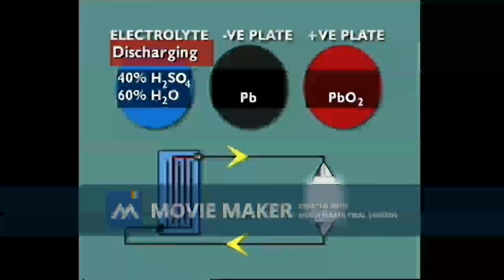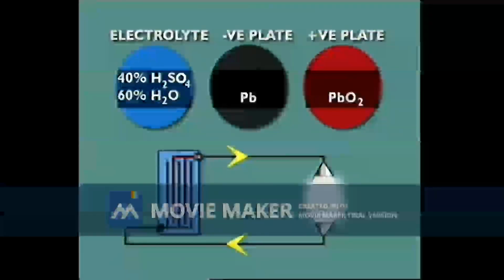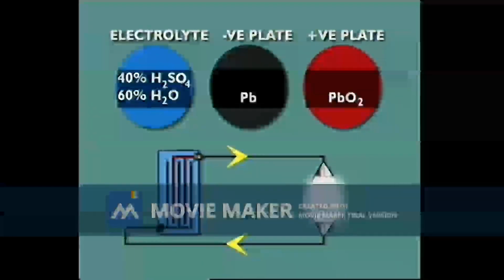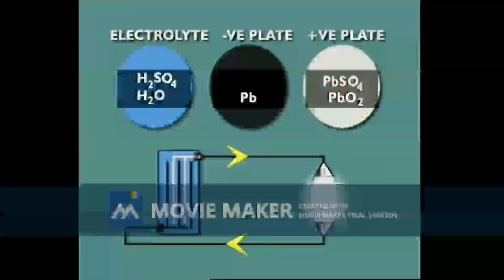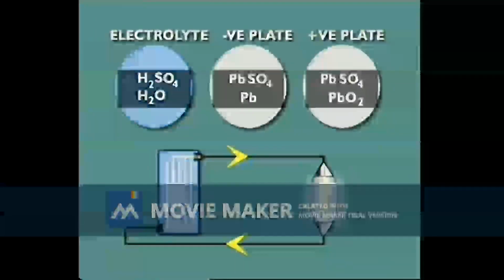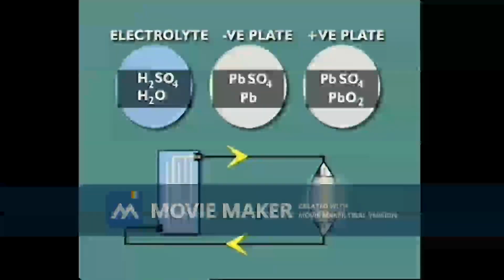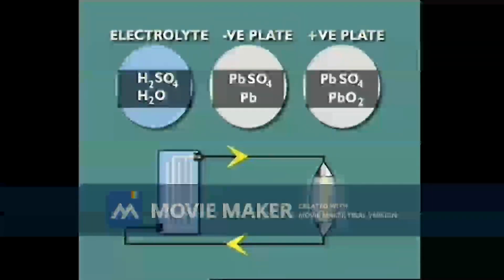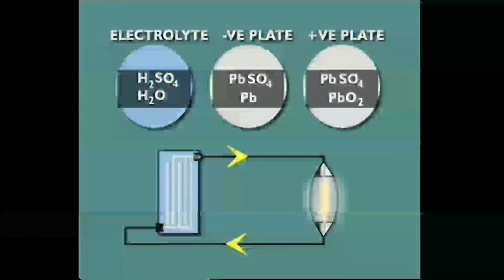Now let's examine discharging. Connecting a lead-acid battery to a load causes chemical changes. At the positive plate, sulfate from the electrolyte joins with lead to form lead sulfate. Oxygen from the plate joins hydrogen to form water. Lead sulfate also forms at the negative plate as sponge lead forms with sulfate from the electrolyte.